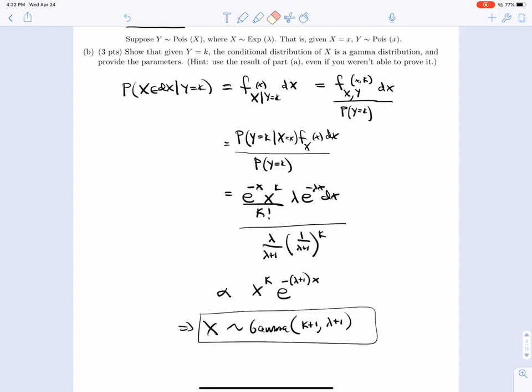And then we just plug everything in, and we see the variable part of this is x to the k e to the minus (lambda plus 1) x. And so we conclude that X is gamma(k plus 1, lambda plus 1).